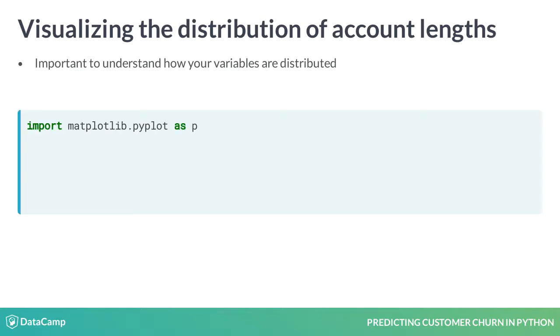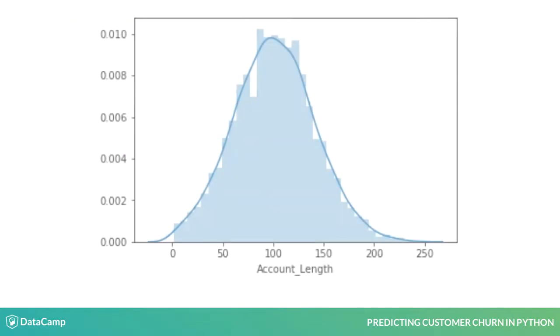First, import seaborn. Then, pass in the account length feature of the telco data frame to the distplot function. Remember to call plt.show to display the plot. You can see here that it resembles a bell curve, also known as the normal distribution. It turns out that many things we measure in the real world are well approximated by the normal distribution, and many models actually make the assumption that your data is normally distributed.